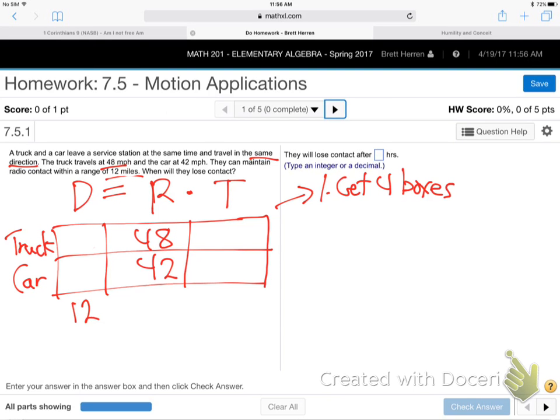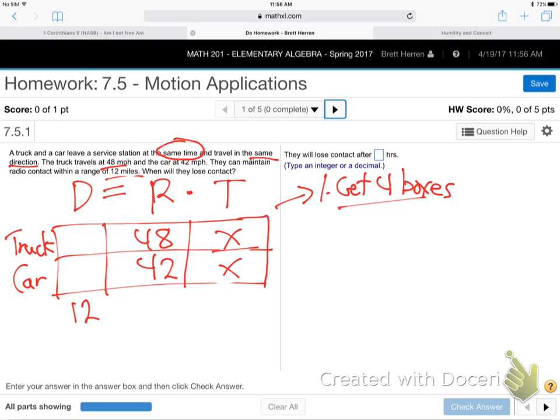Okay, well then what are we going to do? We need 4 boxes. That 12 didn't really help us out much. I need something in these boxes, or these boxes. What can I do? Well, same time. What can I do with same time? Whatever goes here and goes here must be the same. But I don't know what goes there. They don't tell me the time. So call it X. But it's X in both places. That's what we do. Does that make sense?